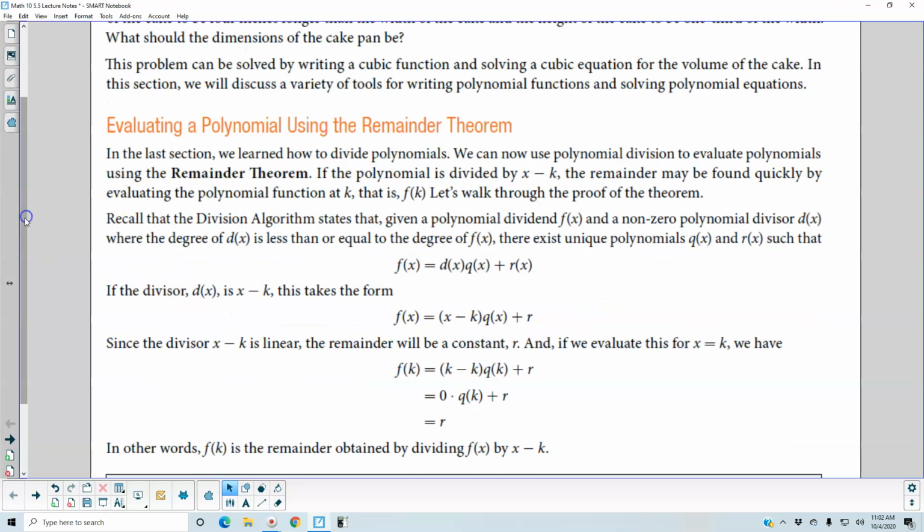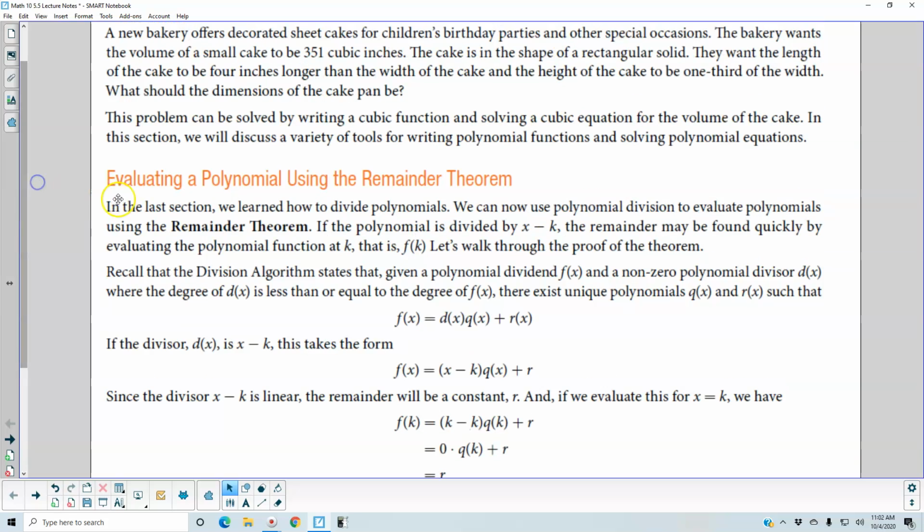Evaluating a polynomial using the remainder theorem. In the last section, we learned how to divide polynomials. We can now use polynomial division to evaluate polynomials using the remainder theorem. If the polynomial is divided by x minus k, the remainder may be found quickly by evaluating the polynomial function at k, and that is f of k, where k is the input. Let's walk through the proof of the theorem.